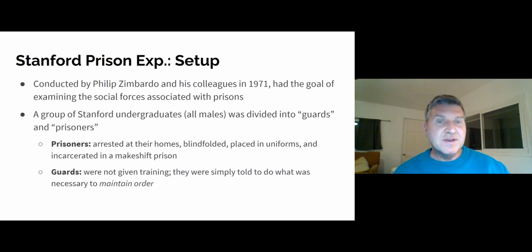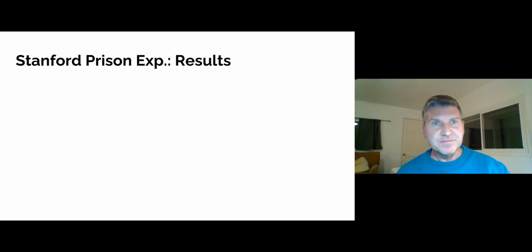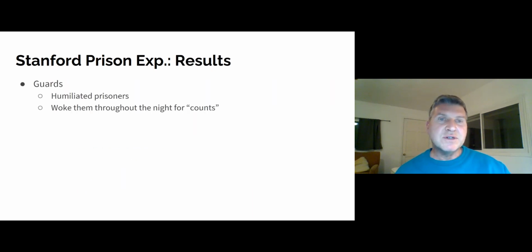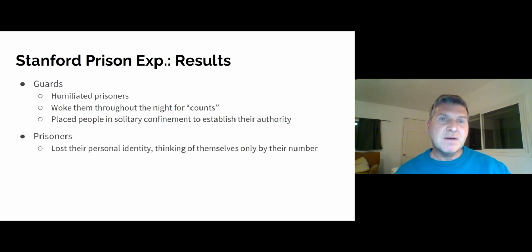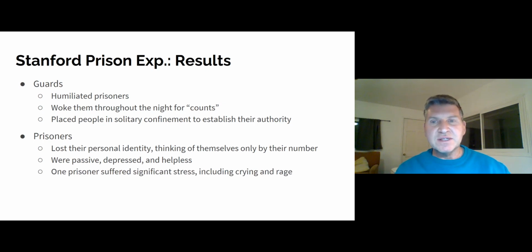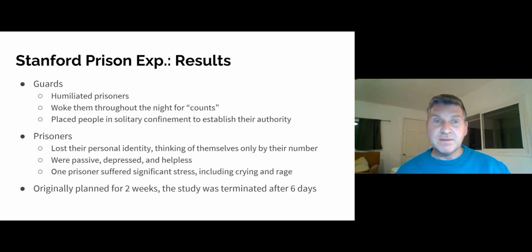The guards were not given training. They were simply told what to do to maintain order among the prisoners. The guards humiliated prisoners, woke them up through the night for counts, and placed people in solitary confinement when they felt their authority was challenged. The prisoners, on the other hand, lost their personal identity, thinking of themselves only by their prison ID number. They were passive, depressed, and felt very helpless. One prisoner suffered significant stress, including crying and rage. So this is pretty significant.